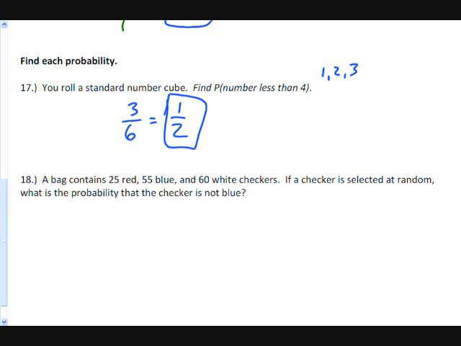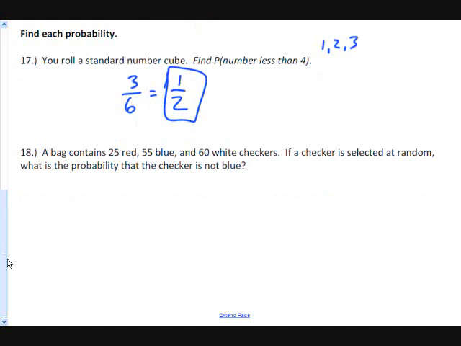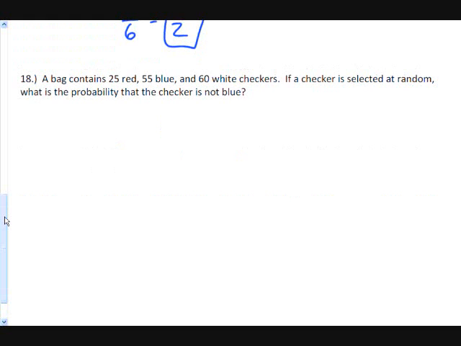The next one says a bag contains 25 red, 55 blue, and 60 white checkers. If a checker is selected at random, what is the probability that the checker is not blue? Okay, so if the checker is not blue, there's two ways we can approach this. We can talk about the probability of it being blue.